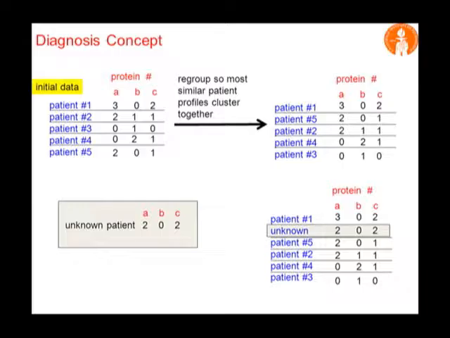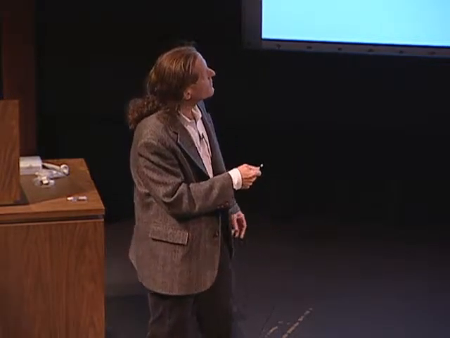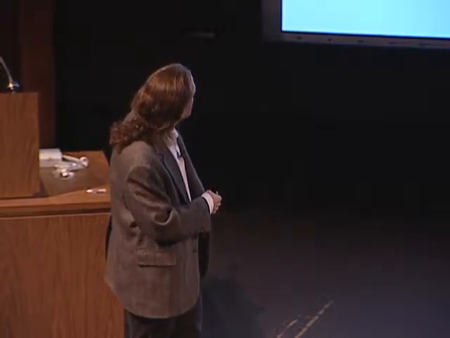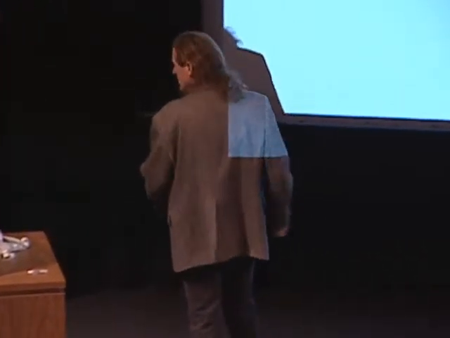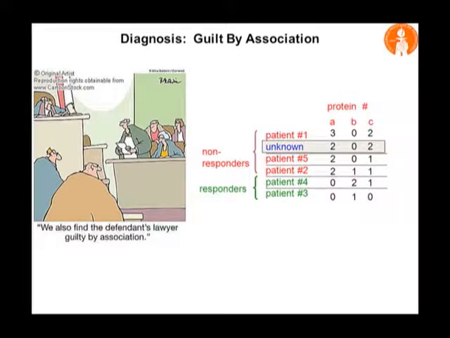So 302 is close to 201 and very far apart from 010, okay? And if we've measured the right proteins, then this type of grouping will actually stratify the responders from the non-responders, okay? I haven't showed you that yet, but if we measure the right proteins, it does. And then we take an unknown patient, and then we ask, who do they most look like on this plot? And then it's just guilt by association, okay?